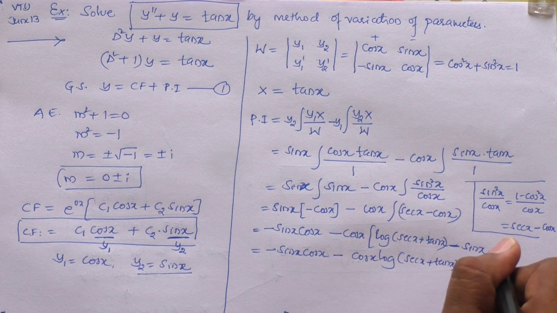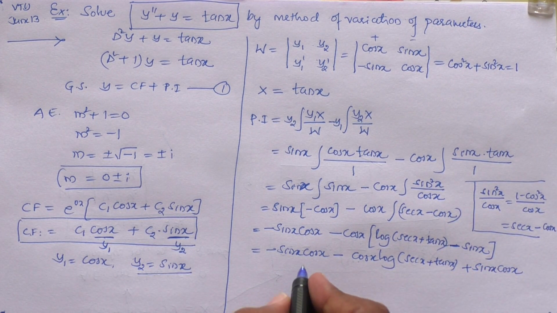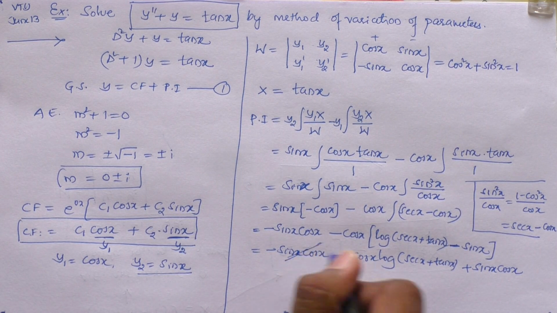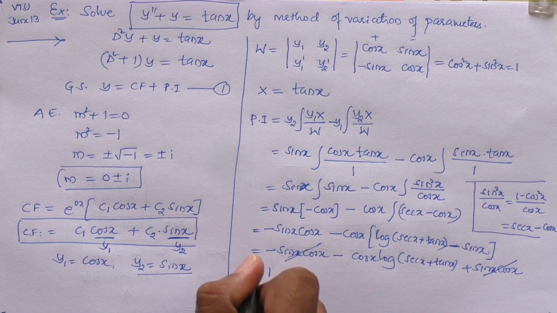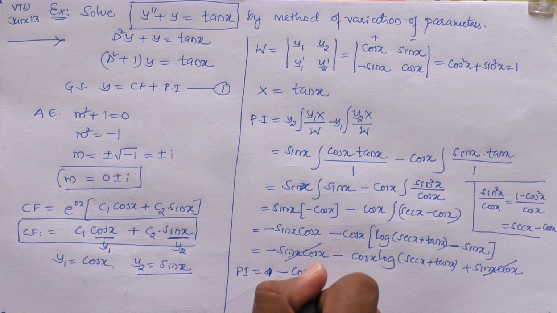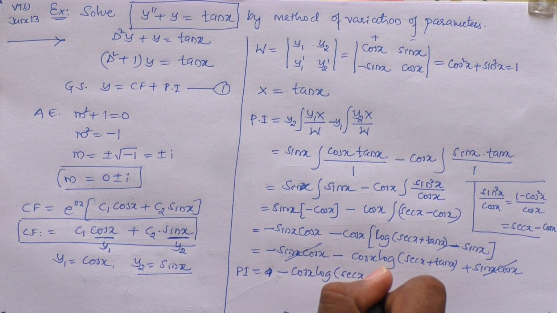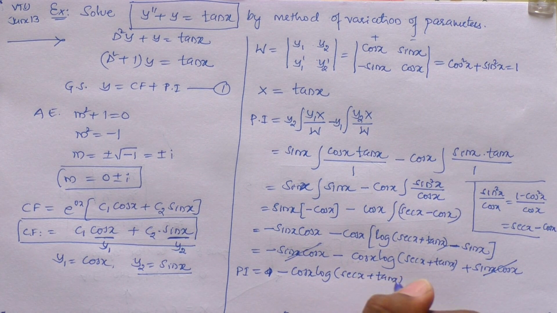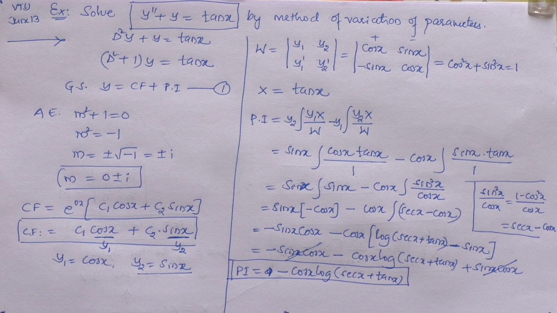So minus cos into minus sin x, so plus sin x cos x. So here minus sin x cos x plus sin x cos x gets cancelled, so we get PI as minus cos x into log of sec x plus tan x. So this itself is called PI by variation of parameters.